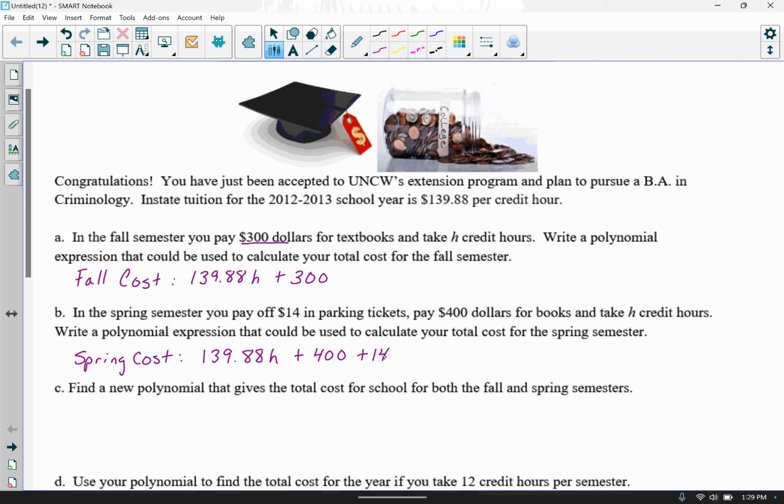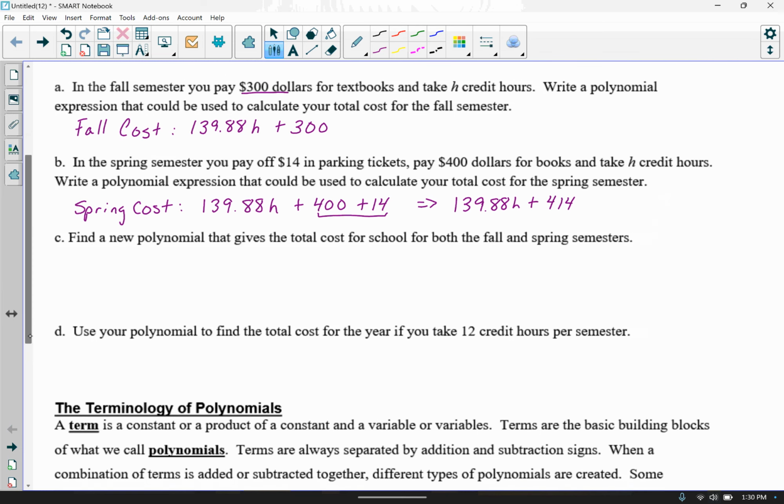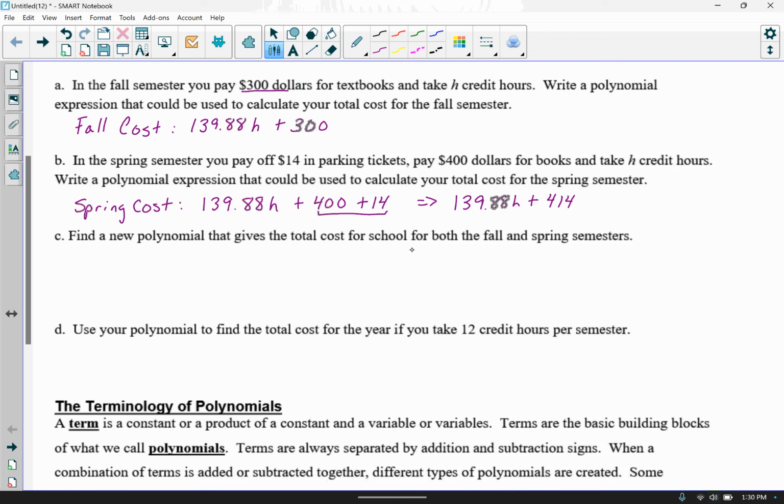Now, you'll notice here in letter B that I have like terms within this expression. So we can clean up our expression by adding those two pieces together and write this more simply as $139.88 per credit hour plus $414. We could utilize this expression to get our total cost for the spring semester. Part C now wants us to write a polynomial that would give the total cost for both your fall and your spring semester. So your total cost would be equal to your fall plus your spring.